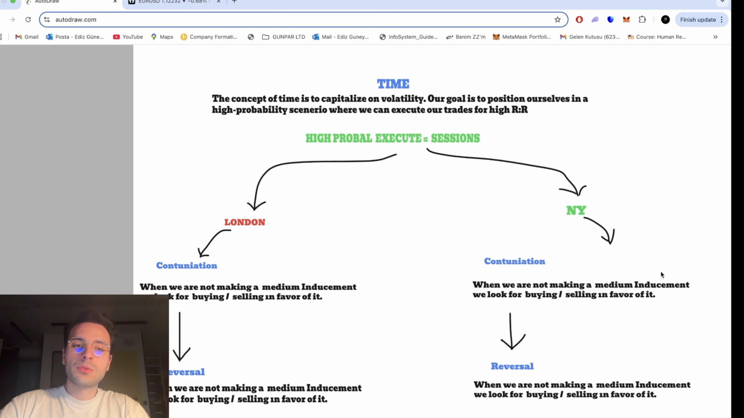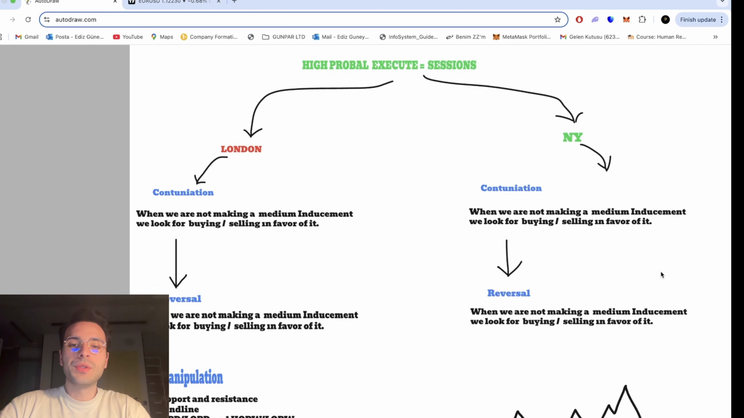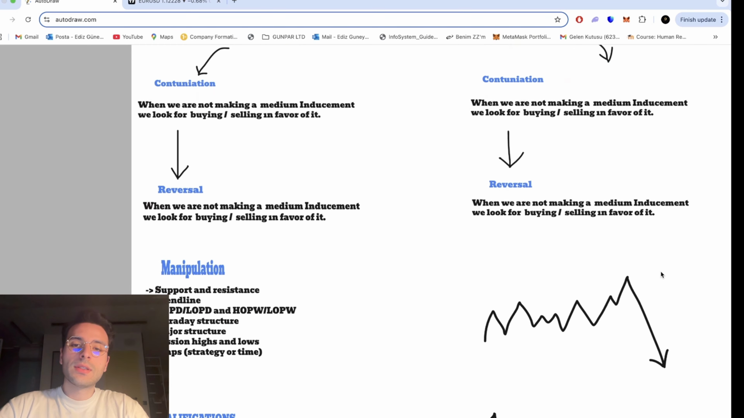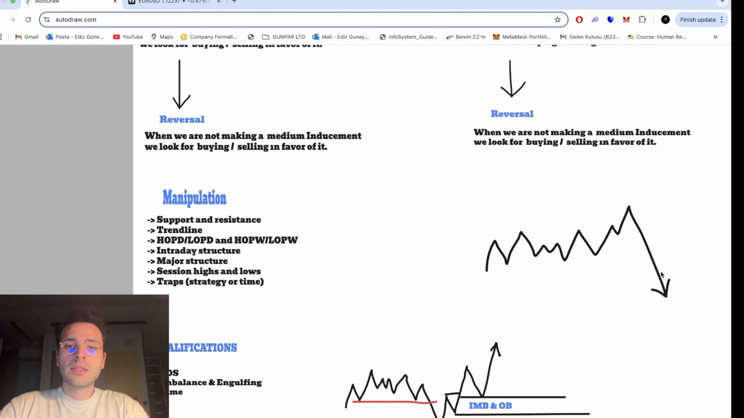Now we are going to be talking about the continuation setup. When we are not making a medium inducement, we'll look for buying or selling in favor of it. But of course, before deciding, we are going to be looking at Asia's highs and lows and try to identify the liquidity in the market. On the other hand, we do have a reversal model. When we are not making a medium inducement, we are also looking for buying or selling in favor of it, which means it depends on the price moves.